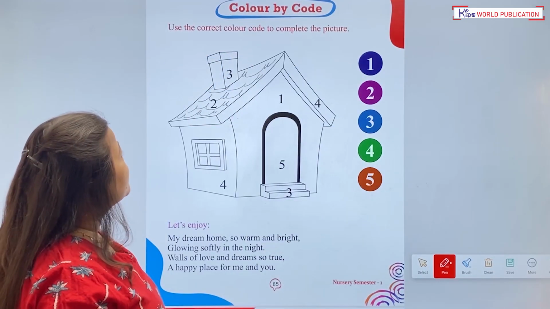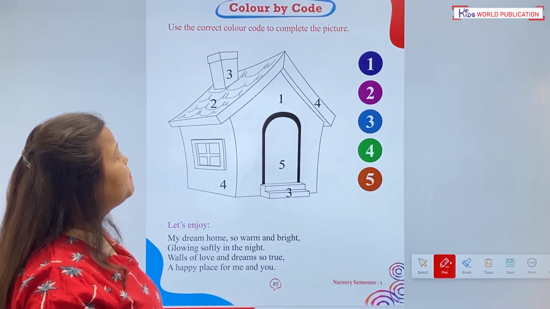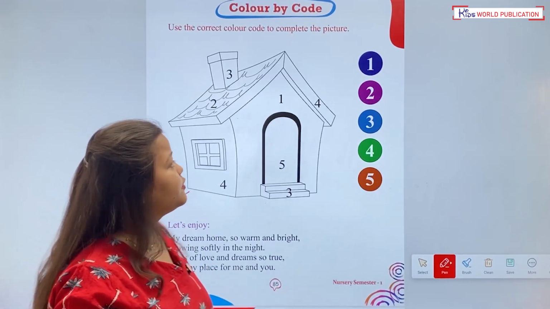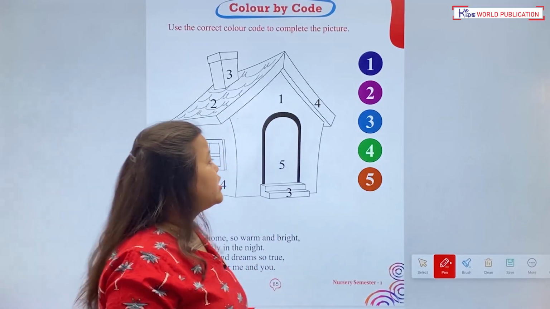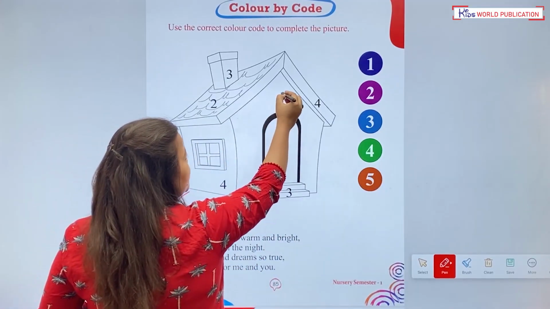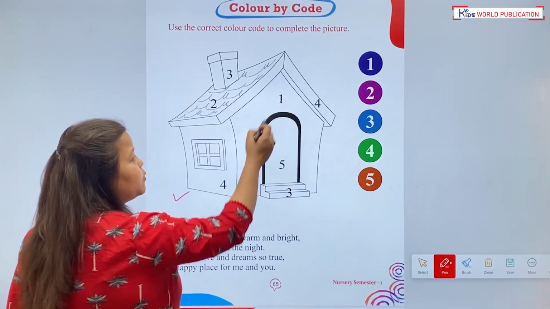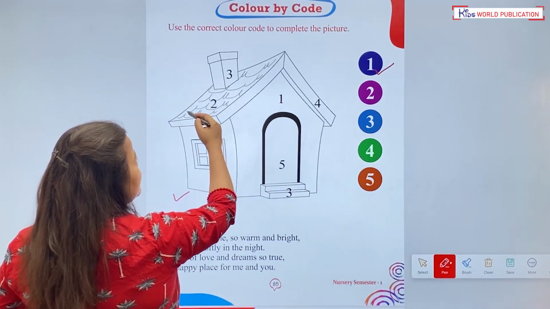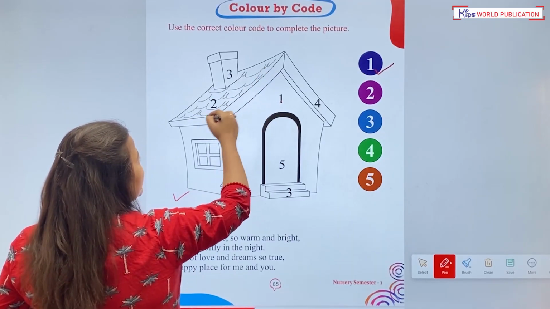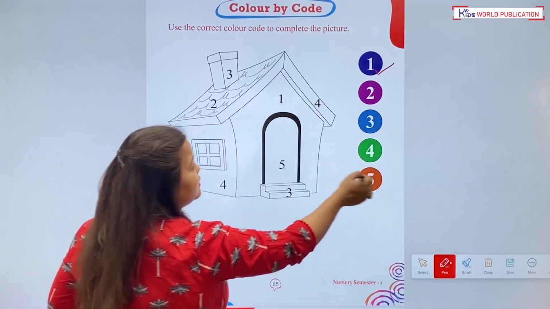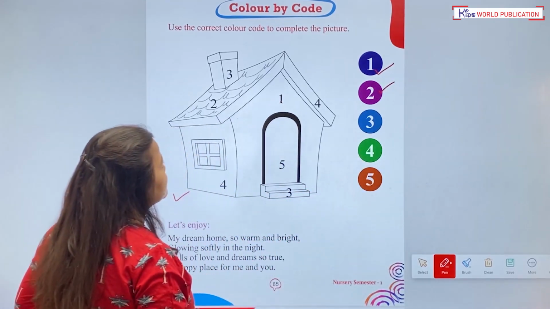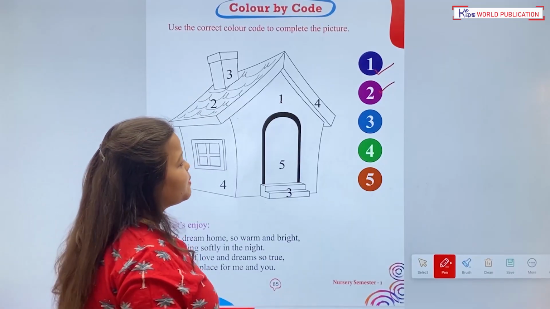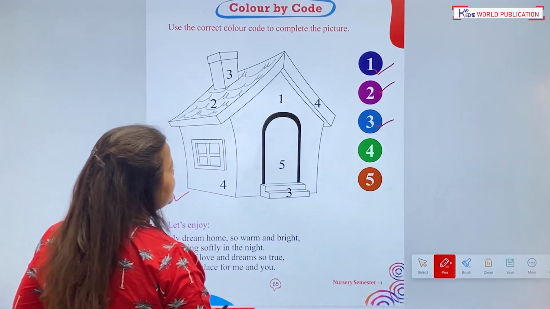Color by code. Use the correct color code to complete the picture. So kids, you will color this picture with the help of the given color code. For example, you can see the number 1 is written here. You will color the number 1 area in dark blue. You can see the number 2 is written in this area. You will color this part in pink. Here you can see number 3 is written. You will color this part in sky blue.